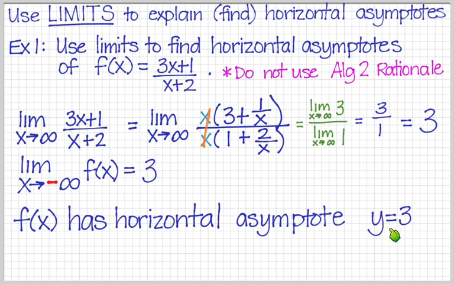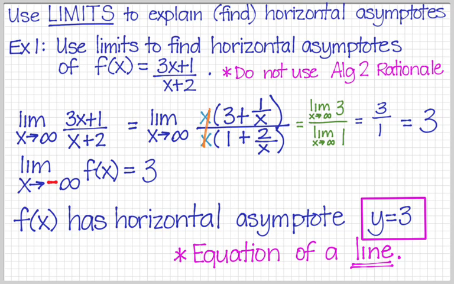Now remember, it's this y equals 3. It's not just the number 3. Don't just say, oh, it's 3. That's not the horizontal asymptote. When you're going to use the words horizontal asymptote, we have to say y equals 3, because it's an equation of a line. The limit is 3. The horizontal asymptote is y equals 3.